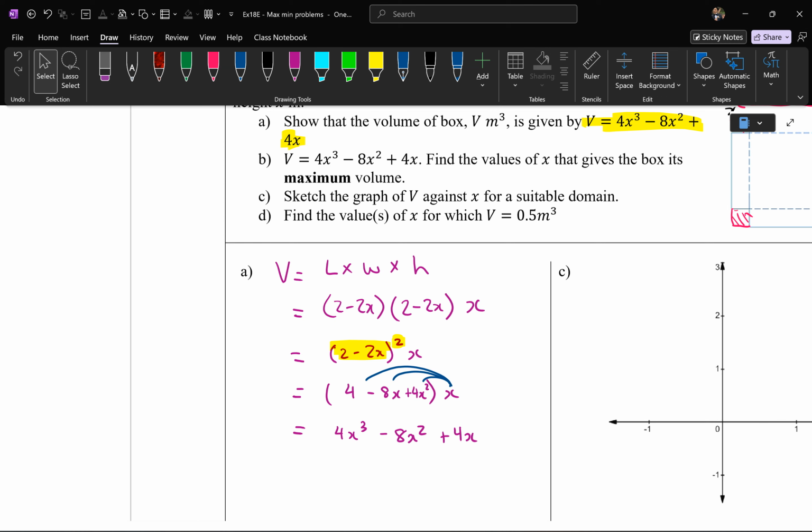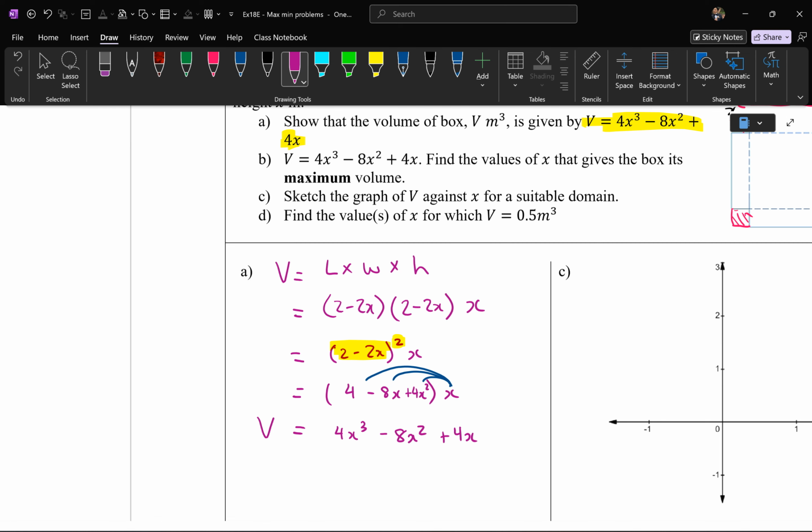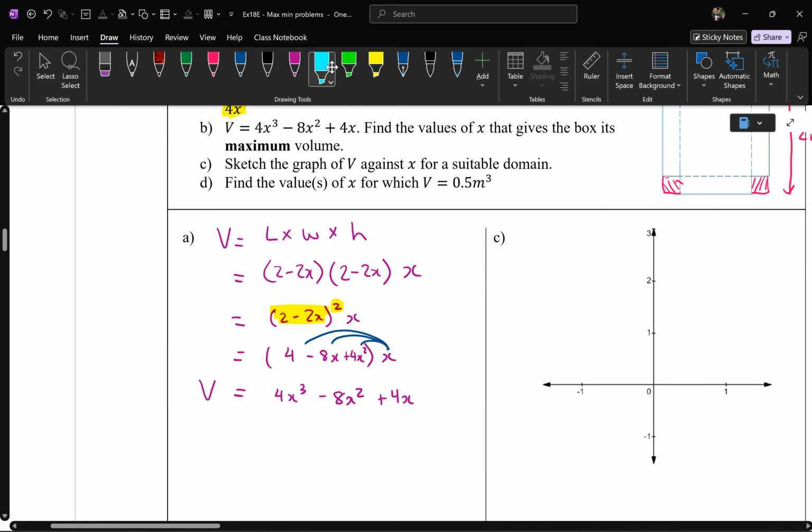Okay, so that expansion is key. All right, so now we've got the formula. We've got V in terms of X. Great. If it's a CAS calculator, you can put it into your CAS and define it, and then you can sketch it. But we're trying to do this without the sketching of a CAS, right? So first one says, find the X values that gives the box its maximum volume.